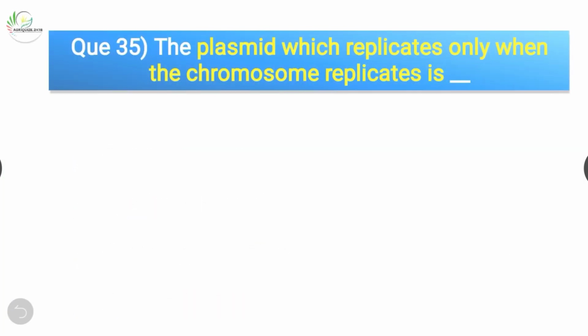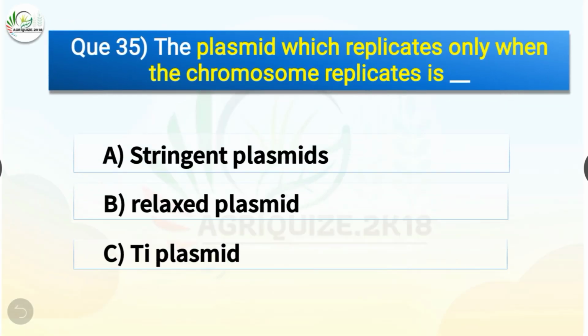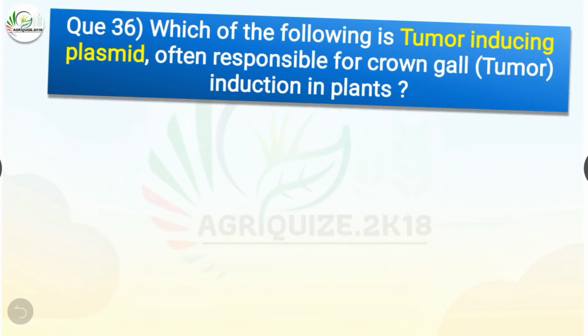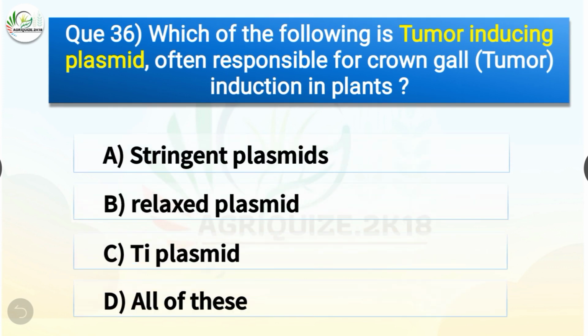Question number 35. The plasmid which replicates only when the chromosome replicates is dash. The options are stringent plasmids, relaxed plasmid, TI plasmid or all of these. The correct answer is option A, stringent plasmids. So the plasmid which replicates only when the chromosome replicates is the stringent plasmid, whereas relaxed plasmids replicate independently.